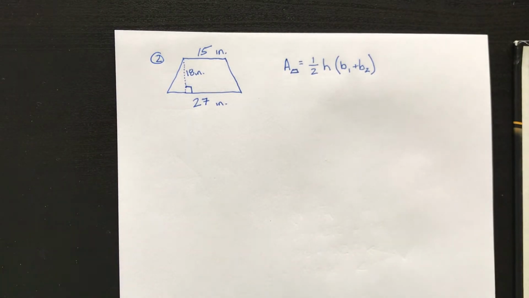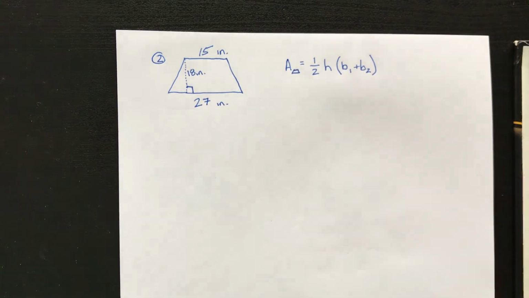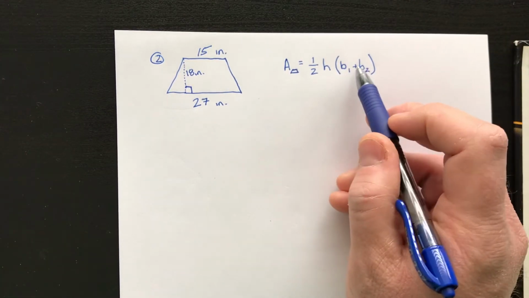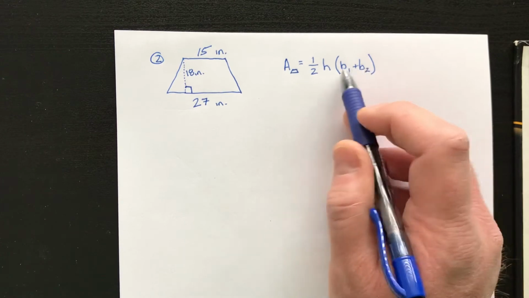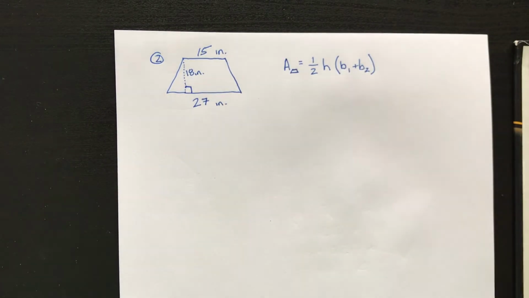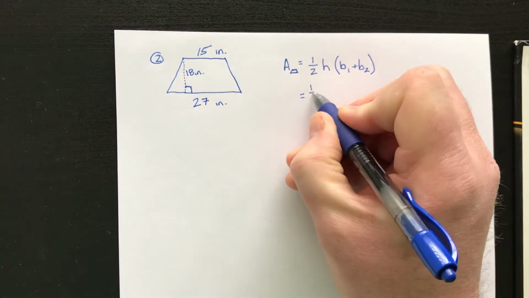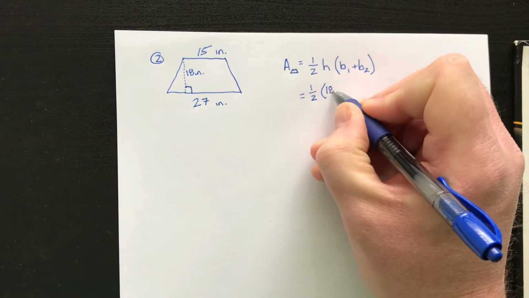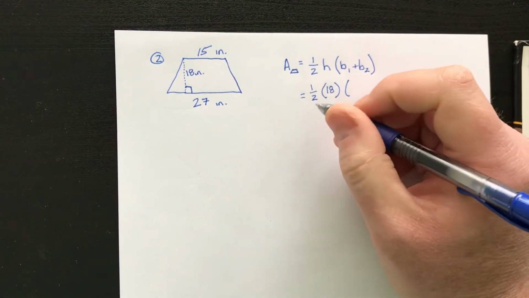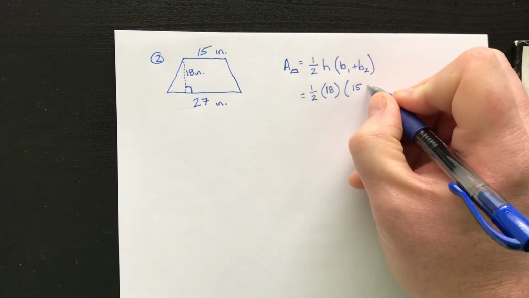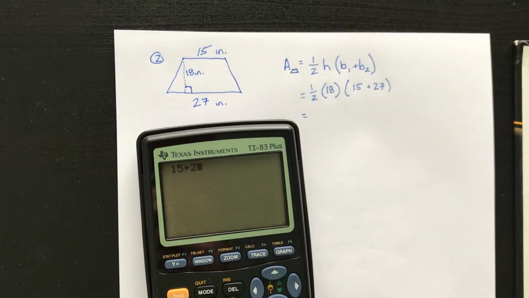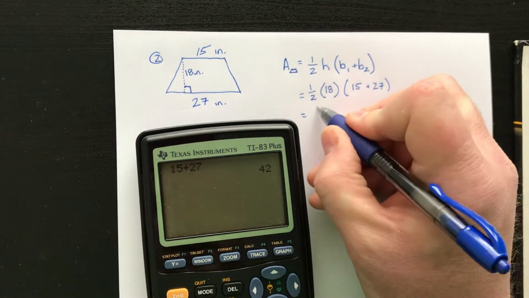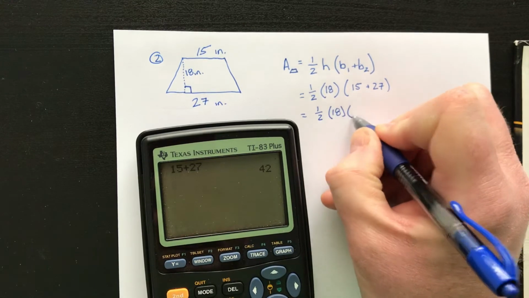Notice how base 1 and base 2 are inside of parentheses. You have to find out what that figure is, this number, before you multiply by anything else. That's why they put it inside of parentheses. All right, so B1 plus B2, you have to do that first. So if we're looking at this problem here, I have 1/2 times the height, which is 18, and then B1, it doesn't matter which one you call B1 or B2, 15 plus 27. I am going to do the 15 plus 27 first. All right? That gives me 42. So 1/2 times 18 times 42.